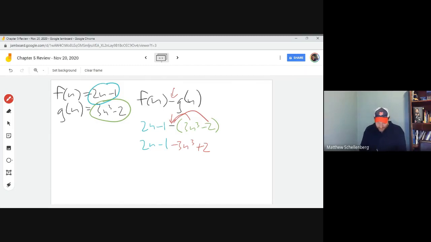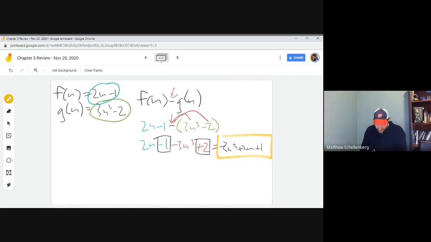Let's just combine like terms, and then we'll be done. What's like? Well, this is like with this, and that's it. So we have minus 3n cubed plus 2n, and then 2 minus 1 is 1, so that's plus 1. And that is your answer.